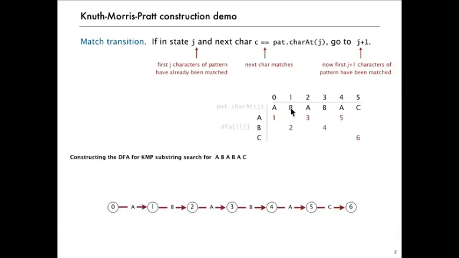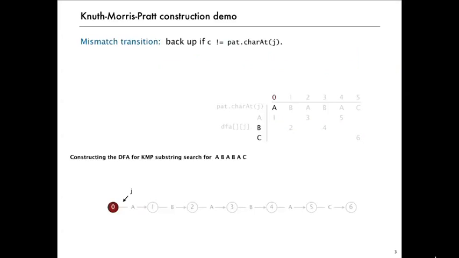So we have A, B, A, B, A, C, and these go to states A, B, A, B, A, C. If you're in state 0 and you see an A, you go to state 1. If you're in state 1 and you see a B, you go to state 2, and so forth. That's how we get the match transitions to get us all the way through the pattern to the accept state. So that's the easy part. And then the hard part is the mismatch transitions.